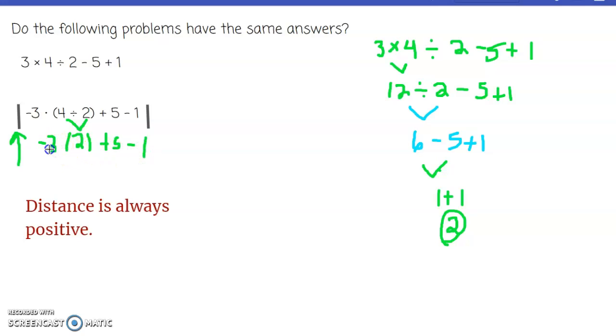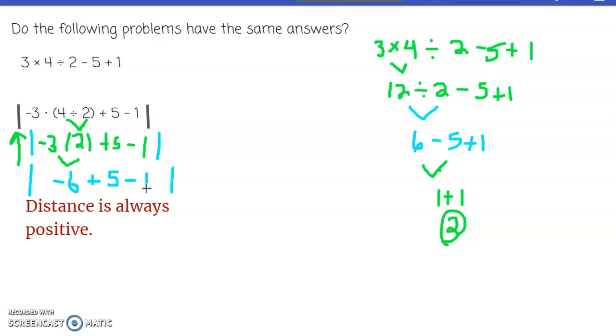Now I have a negative times a positive. Remember, I did my parentheses first, which was division. Now I'm going to do multiplication. Negative 3 times 2, let me change colors, is a negative 6, because a positive times a negative is a negative. Now remember, all of this remains within the absolute value bars. So I now have negative 6 plus 5 minus 1.